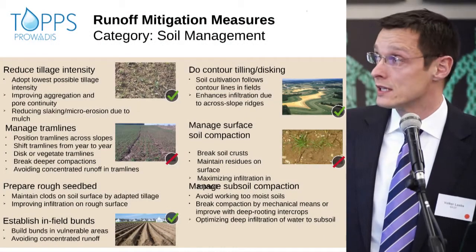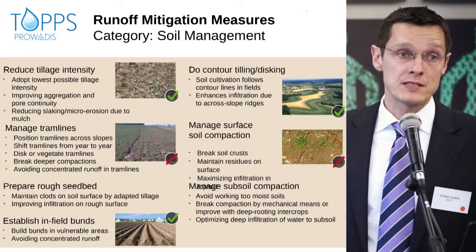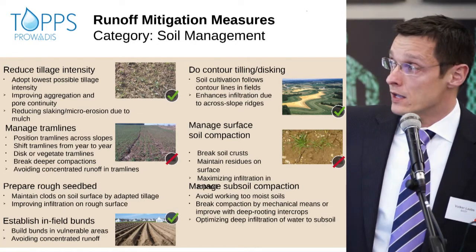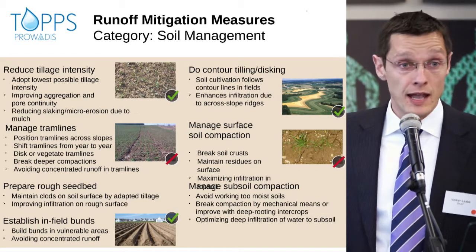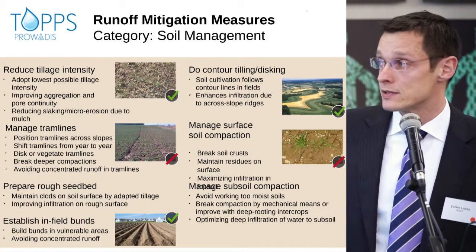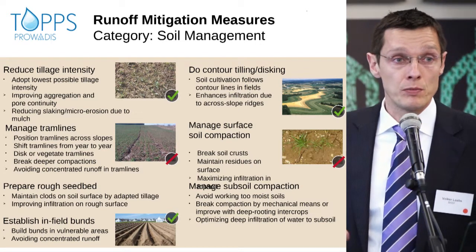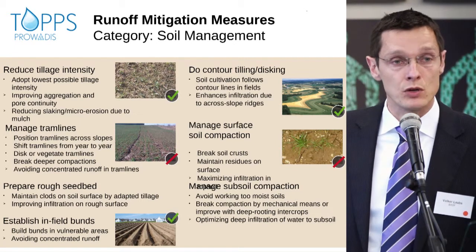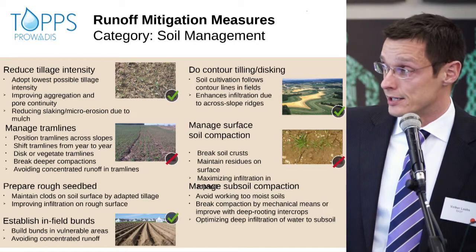We clustered the measures into different categories. These are the main working areas for the farmer. So clearly one of the most important measures is good soil management in the field, stopping runoff at source if possible, and one of the best known ones, but that still needs to be better implemented, especially in Europe, is reduced tillage intensity. Here the main effects are of course improving aggregation and the pore continuity, so the infiltration capacity of the soil and the rate, and also by having higher organic matter in the topsoil as well as mulch residues on the soil surface to reduce microerosion and slaking.